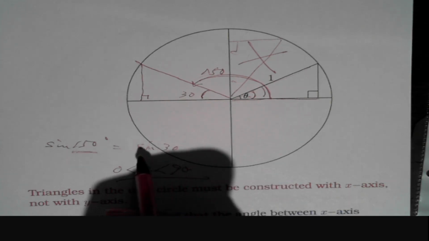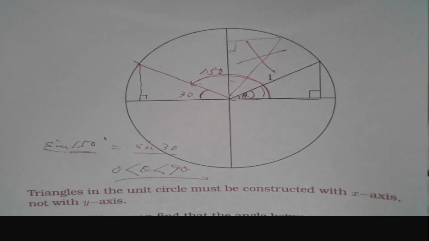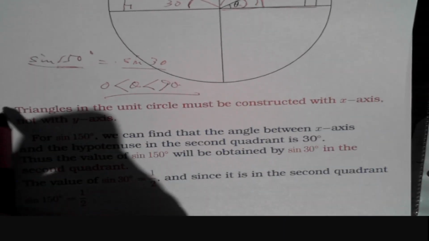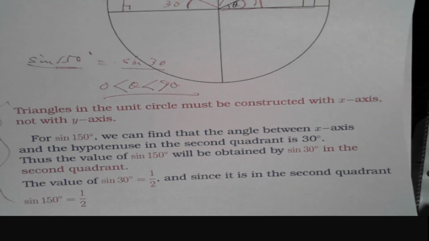Positive. Why? We will go over that very soon. So sine 150 degrees will be the same as sine 30 degrees in the second quadrant. The second quadrant sine is positive, so sine 150 degrees will be sine 30 degrees. Here we have a little longer explanation, just to say that. You don't need to worry.